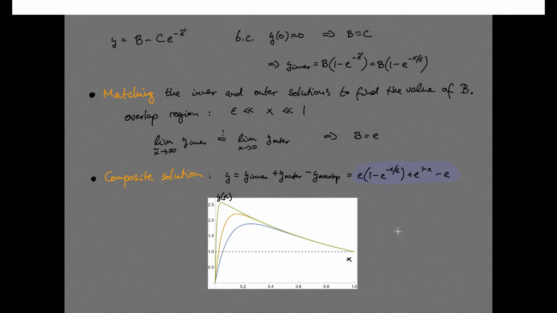Now it turns out that the original differential equation can also be solved exactly in terms of similar exponentials, but you don't get this function. You get a slightly different function. But for these values of epsilon less than 0.1, the exact solution and this approximate composite solution cannot be differentiated in this picture. So it is indeed a very good approximation.